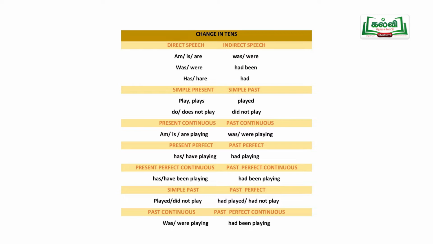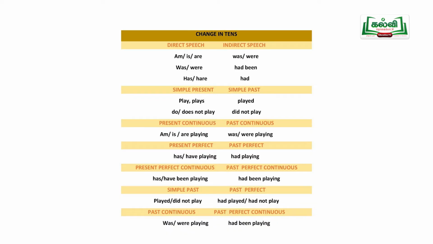Example, she says, I am preparing for my examination. She says that she is preparing for her examination. Then rule 2, the verb in the reported part does not change if it is a universal truth and habitual fact. Example for universal truth: the teacher said, the sun rises in the east. The teacher said that the sun rises in the east. Habitual fact example: Rani said to me, I wake up early. Rani told me that she wakes up early.